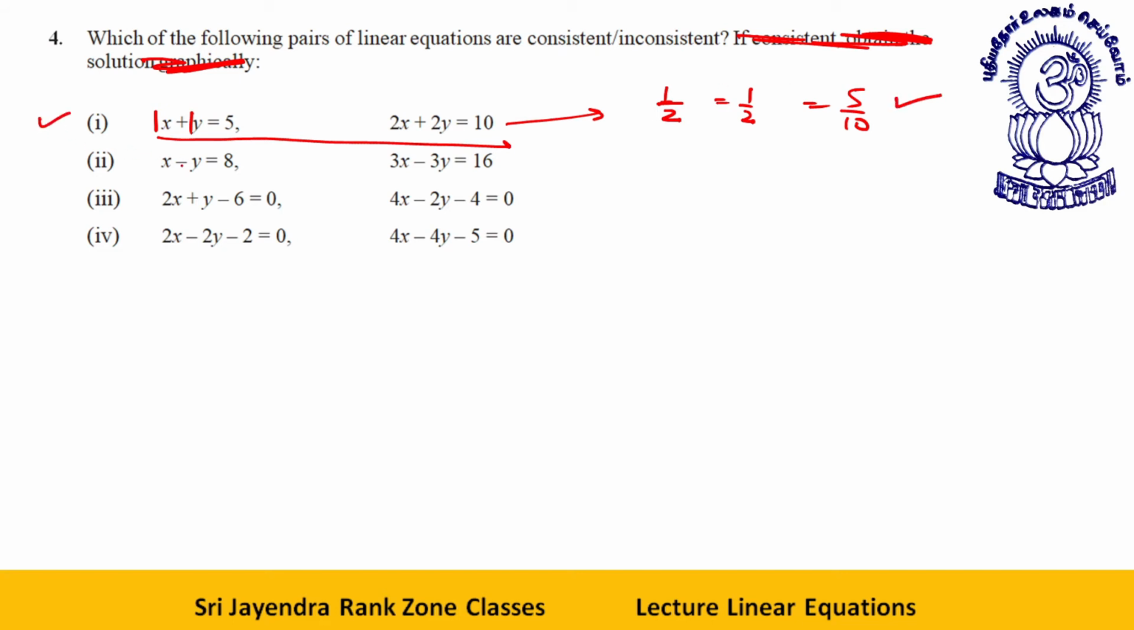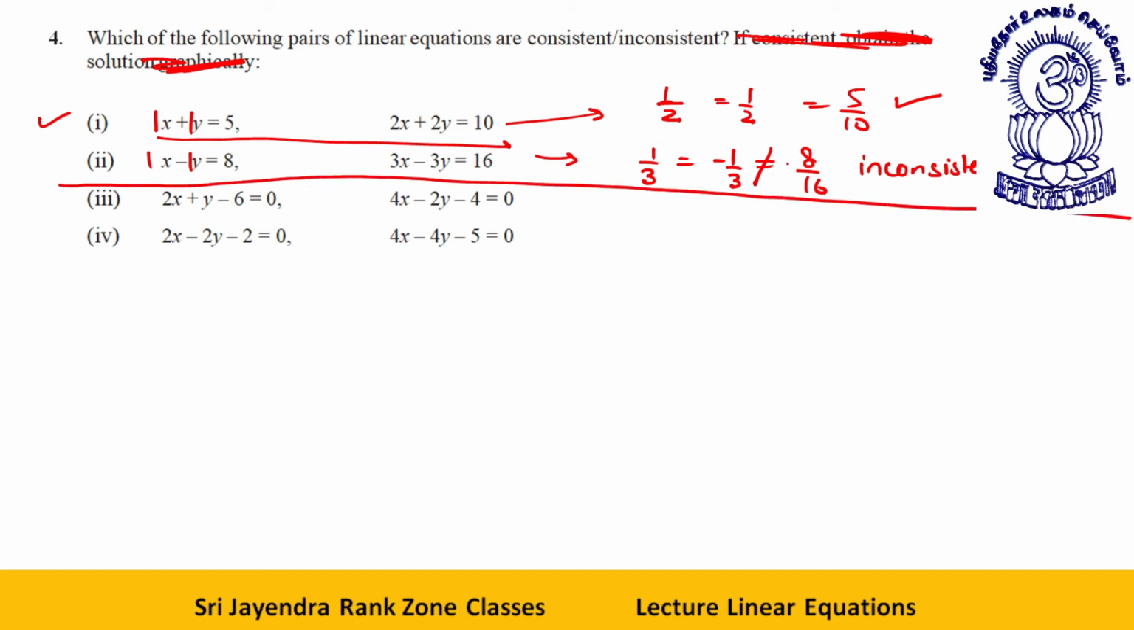Okay, next, x minus y, this is 1, this is minus 1. What will be the ratio? 1 upon 3. Then minus 1 upon 3. Then 8 upon 16. These are equal, but this is not equal to this. Okay, so this is inconsistent. This is inconsistent.